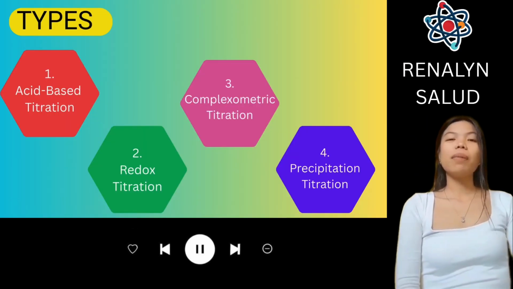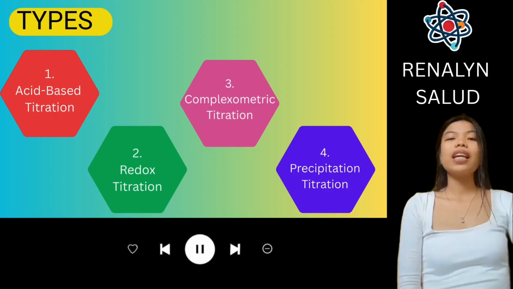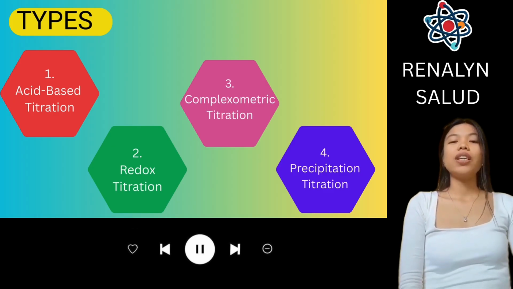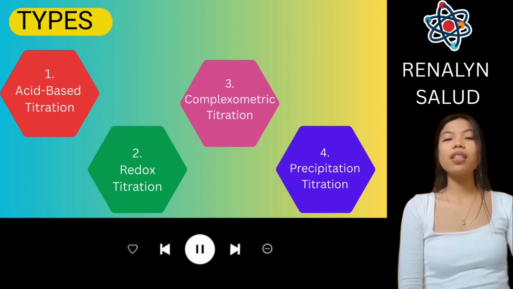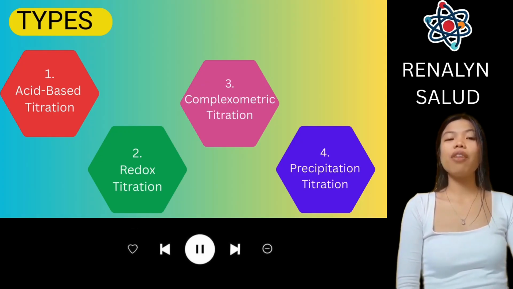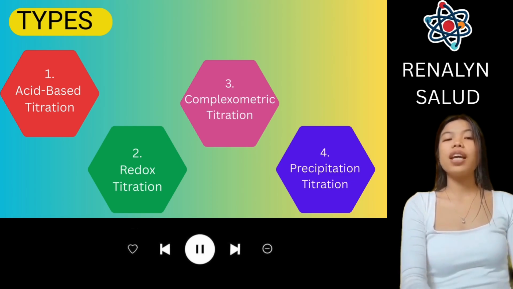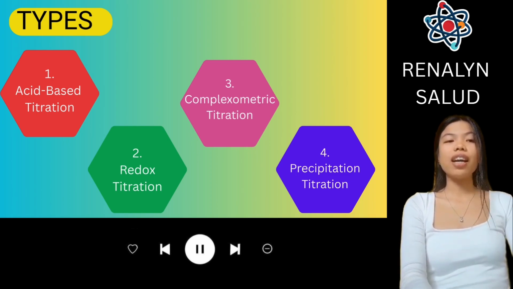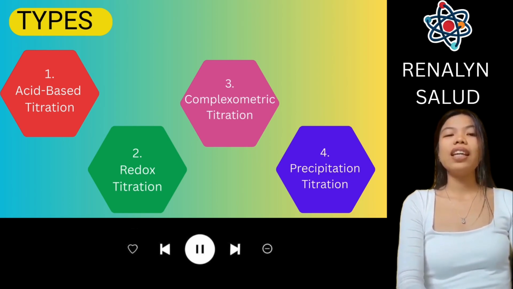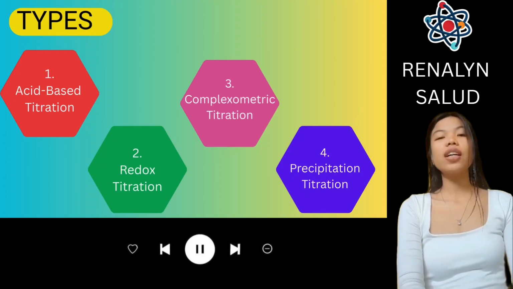Now let's talk about the four types of titrimetric methods, starting with the acid-base titrations. These are used to determine the concentration of an acid or base by reacting it with a solution of known concentration or titrant. So this method involves carefully adding the titrant until the reaction is complete, indicated by a color change of an indicator or a change in electrical conductivity.